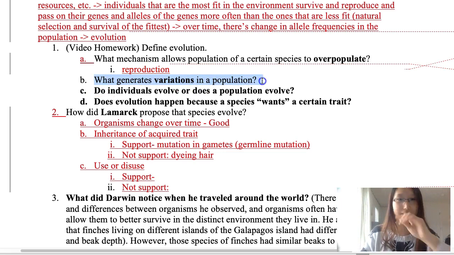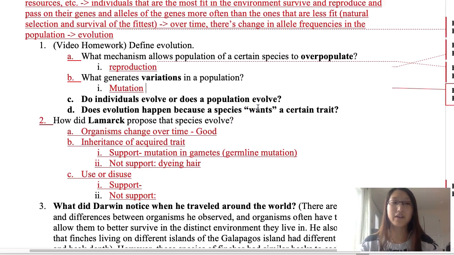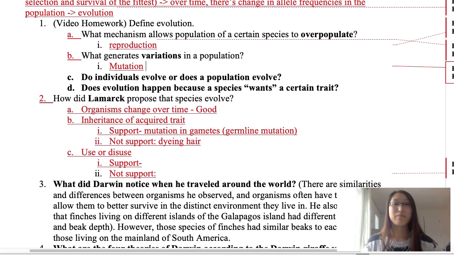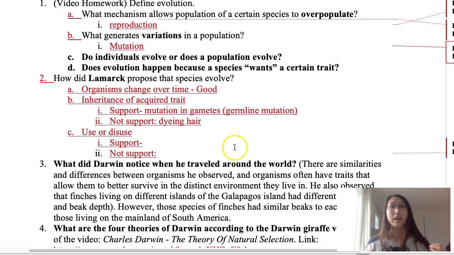The next one, what generates variations in a population? First off, mutation, and then in the next video we'll talk about all the other ways that variations can happen. But ultimately, the bottom line is mutation has to be there in the first place to allow genes to vary, right? We said alleles are different variations of a gene. So let's say you have the hair color gene, the different alleles that allow us to have different colors of hair come from mutations. So mutation is a word that you should always be thinking about.